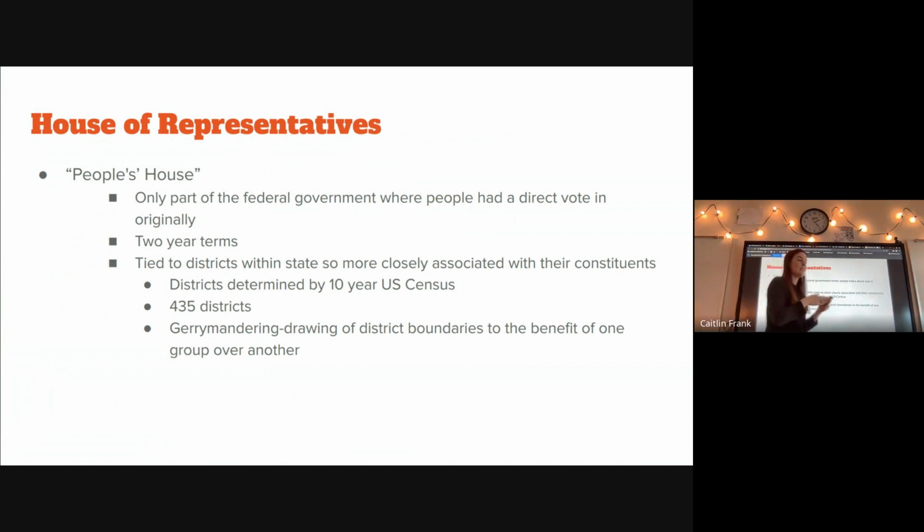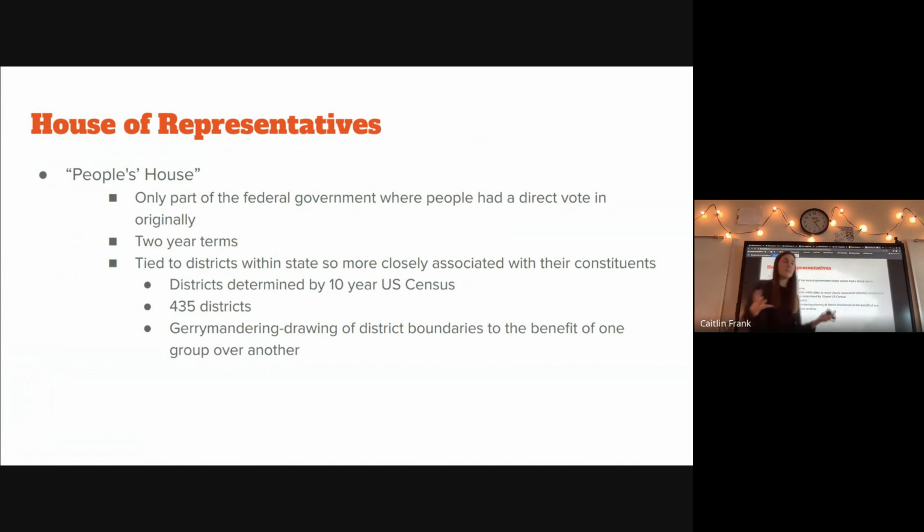Also, to be more closely tied to the people, there is a 2-year election term for House of Representatives members versus the Senate, which is 6 years, and the presidency, which is 4. So they have to be more closely in touch with what their constituents want because they face re-election more often than the other branches. Although they do also have the largest incumbency advantage of the other branches as well, but still, written out, they are the most tied to the people.